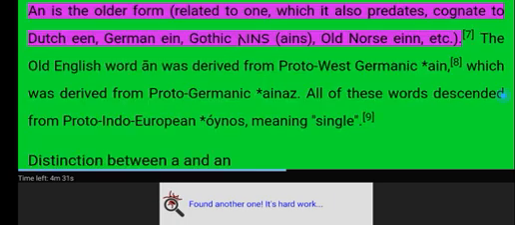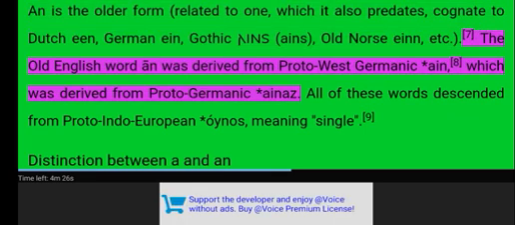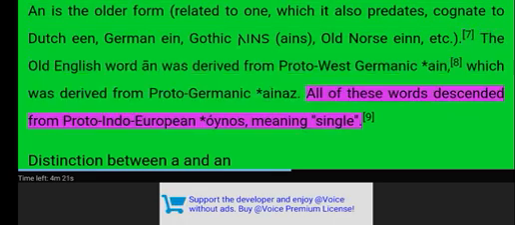Etymology. An is the older form, related to one, which it also predates, cognate to Latin unus, German ein, Gothic ains, Old Norse einn, etc. The Old English word an was derived from Proto-West Germanic ain, which was derived from Proto-Germanic *ainaz. All of these words descended from Proto-Indo-European *oinos, meaning single.